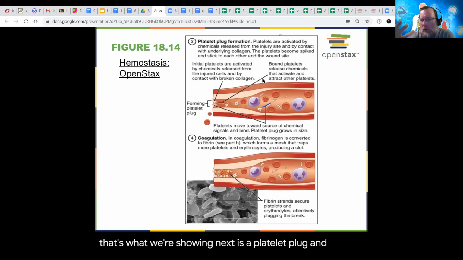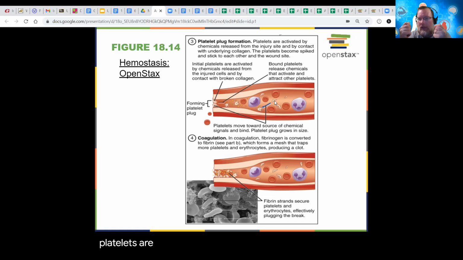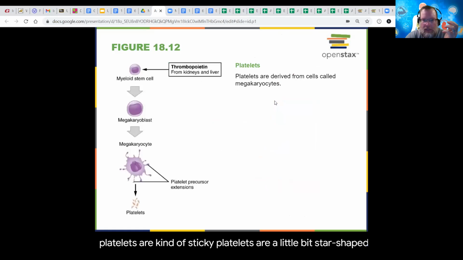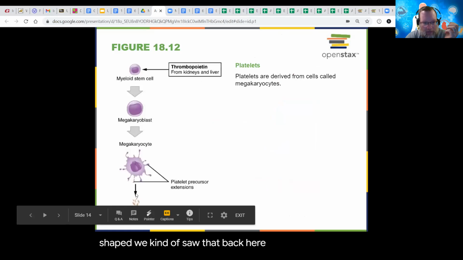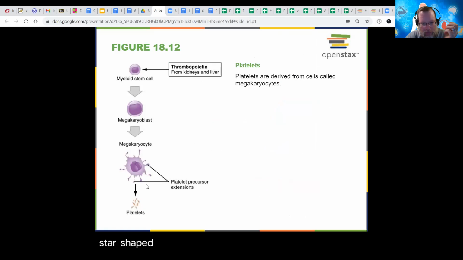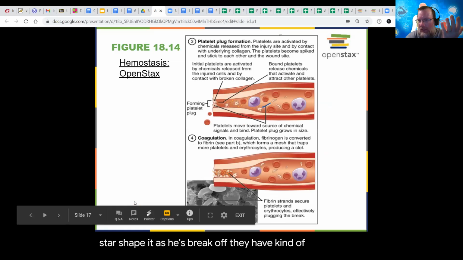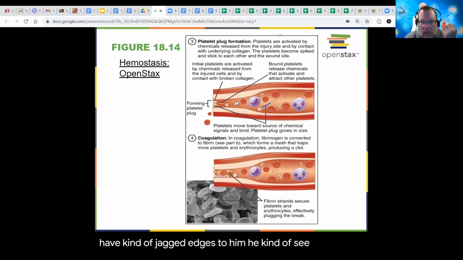And how am I going to get all, so I already have platelets, right? First of all, platelets are kind of sticky. Platelets are a little bit star shaped, and we kind of saw that back here. You can't really see them down here, but the megakaryocyte star shape. But as these break off, platelets have kind of jagged edges to them. And you can see one right here.